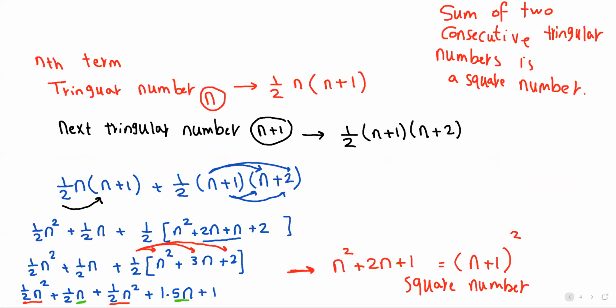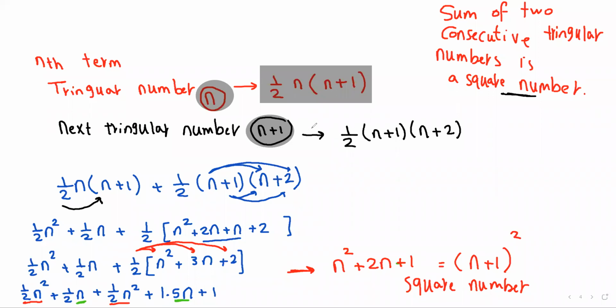If I want to prove that the sum of two consecutive triangular numbers is a square number, how can we prove it? You know, the nth term of a triangular number is half n multiplied by n plus 1. What is the next term? I assumed that the term is n, so the next term is n plus 1, like the fourth and the fifth, the sixth and the seventh. After n, the next term will be n plus 1.